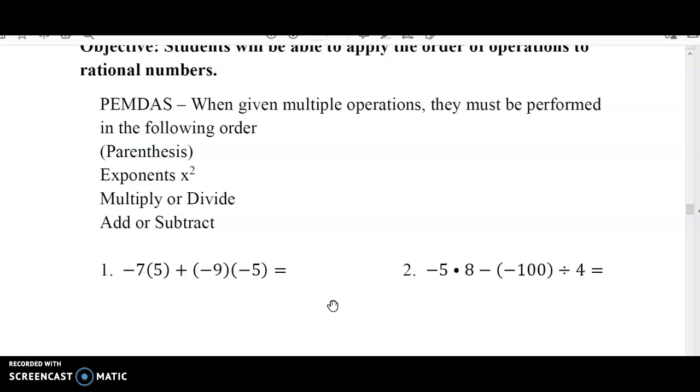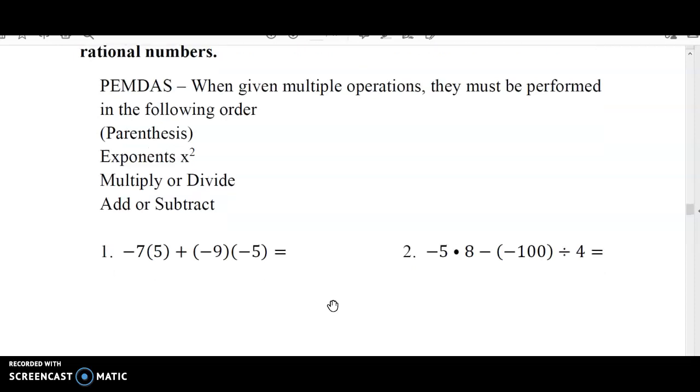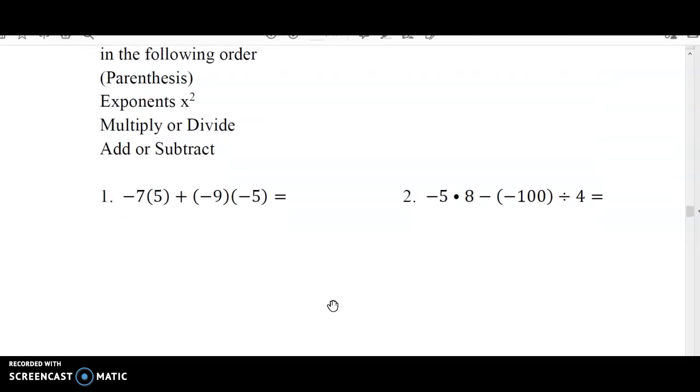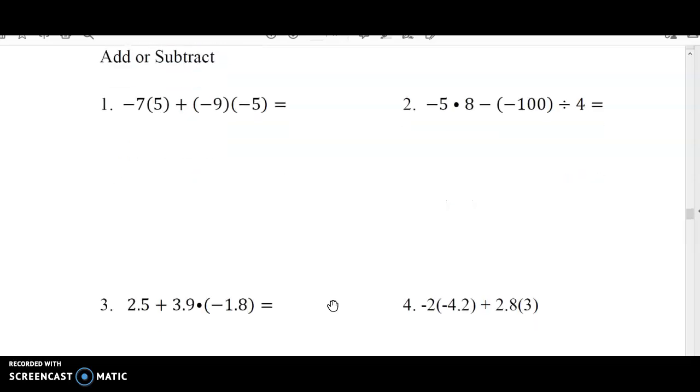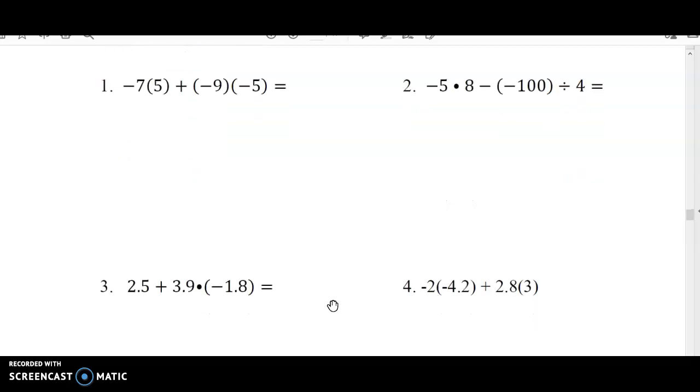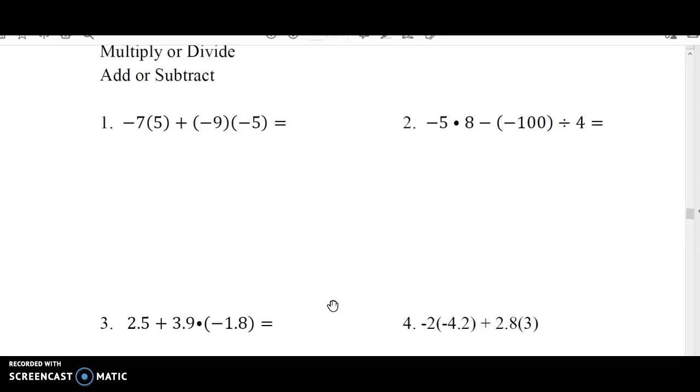So this was set up so that everybody gets the same answer. So when you do this, the first thing you always do is what's inside parentheses. Well, when I look at these 4 problems, I actually don't have any parentheses. You're going to say, yes, you do. I'm going to say, no, I don't. I don't have any operations inside.